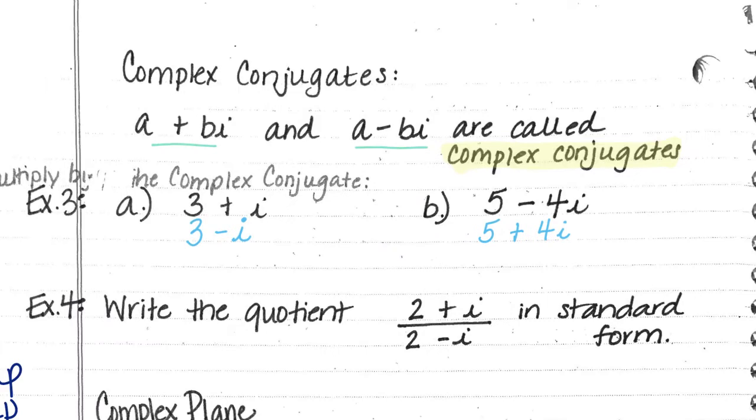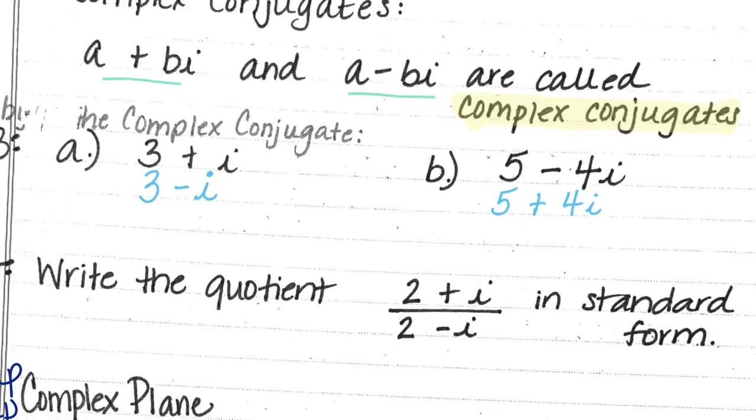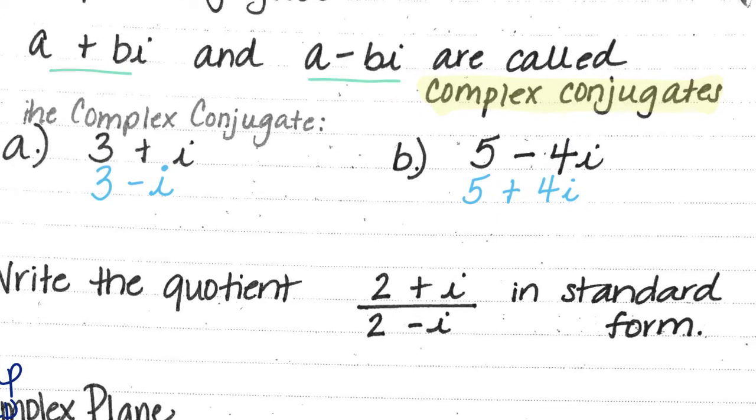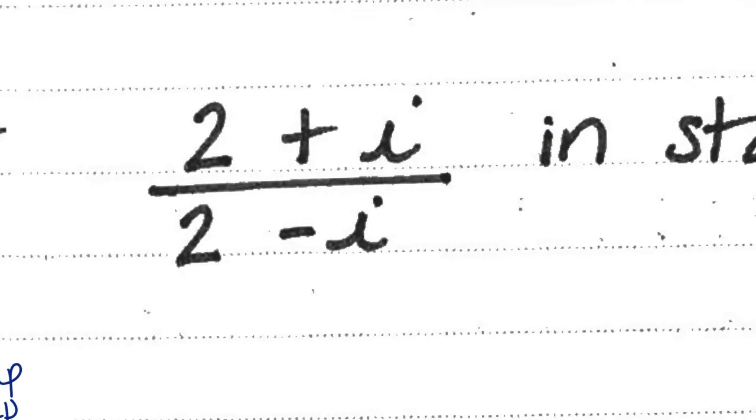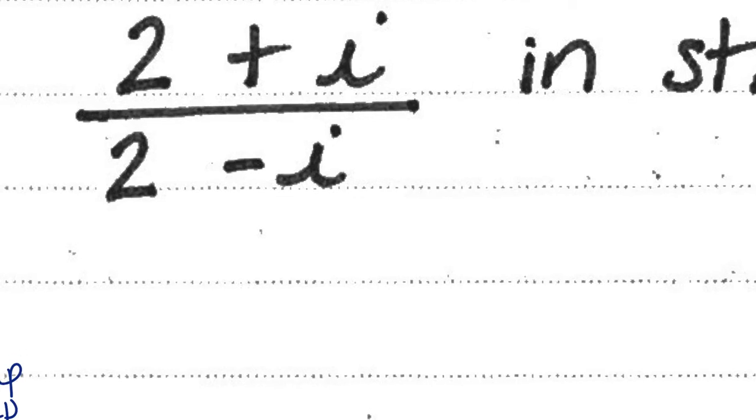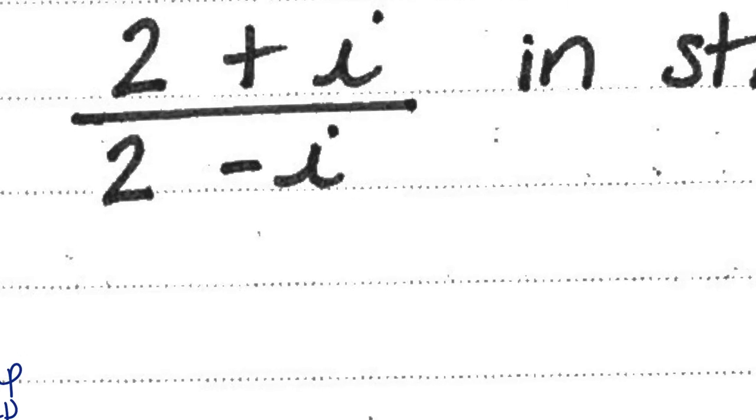So now they're asking us to write the quotient. They want us to use the complex conjugate and get rid of this denominator right here. So I'm going to blow it up really large, and we're going to do this together. The complex conjugate of 2 minus i is actually 2 plus i.